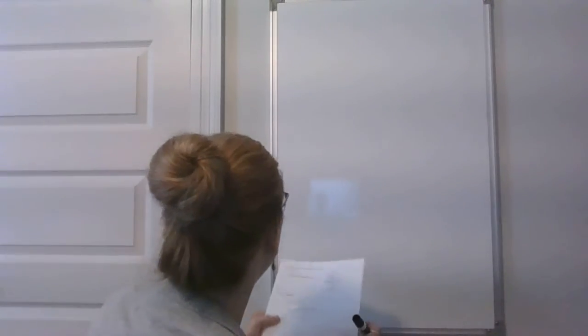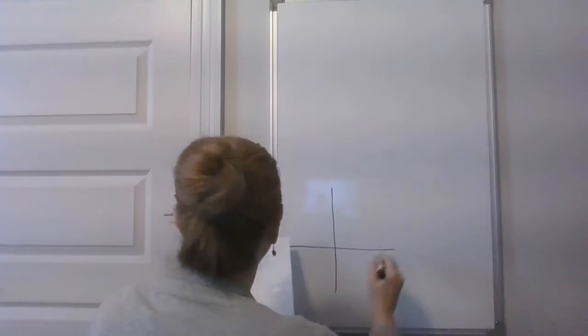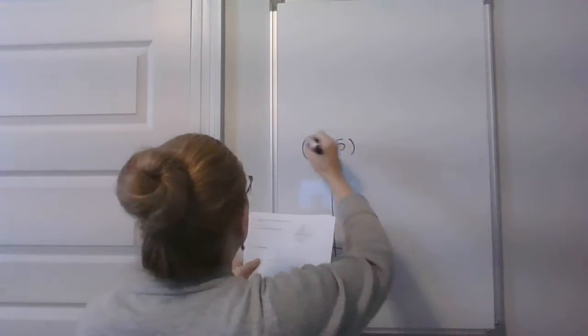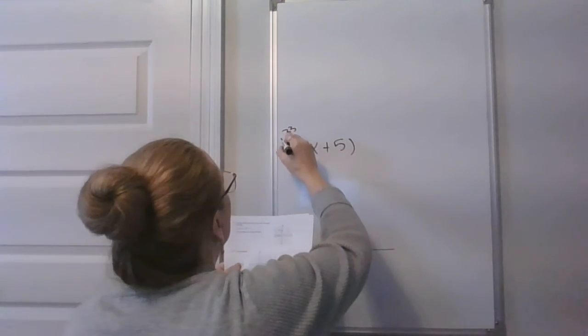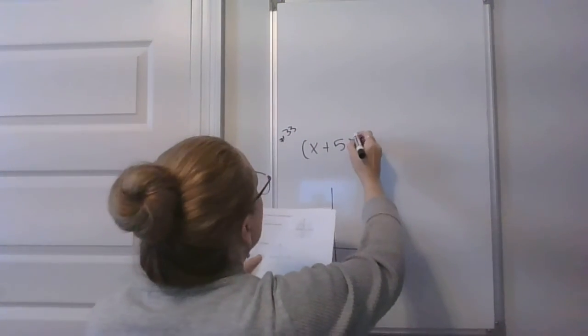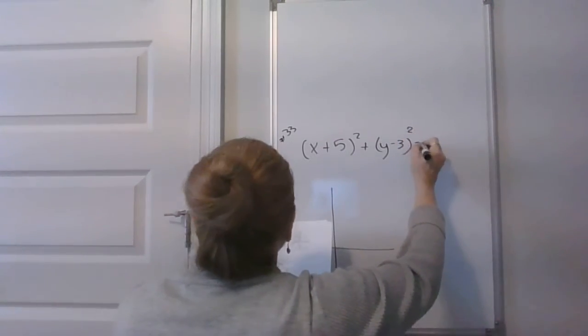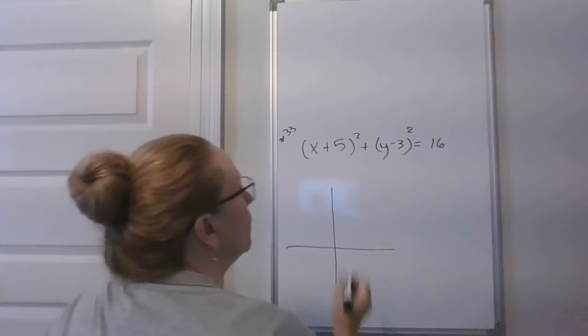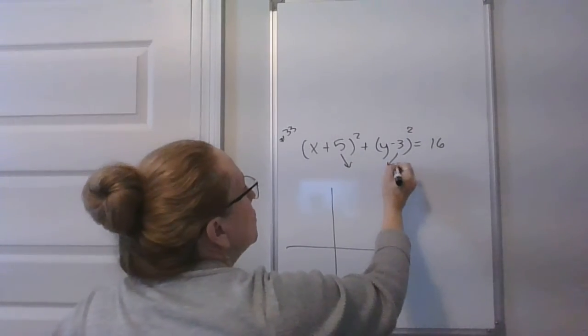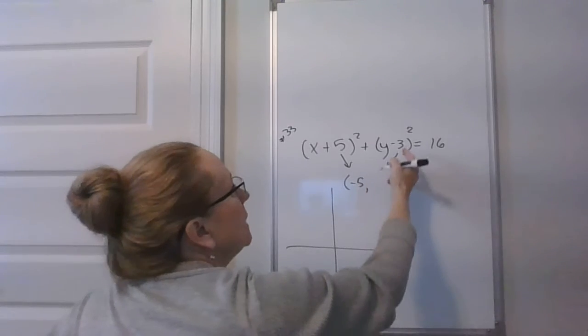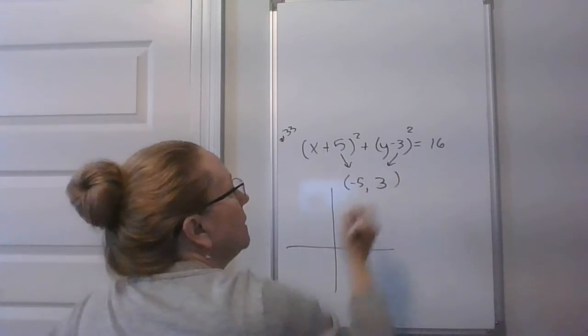So let's do 33. It has a coordinate plane, and it says, okay, I have got this equation of a circle, x plus 5 squared plus y minus 3 squared equals 16. So this is your center point, but it's not positive 5, it's negative 5. It's not negative 3, it's positive 3.